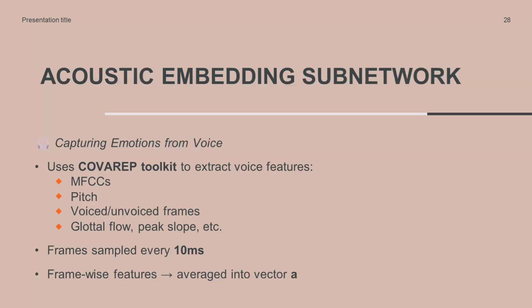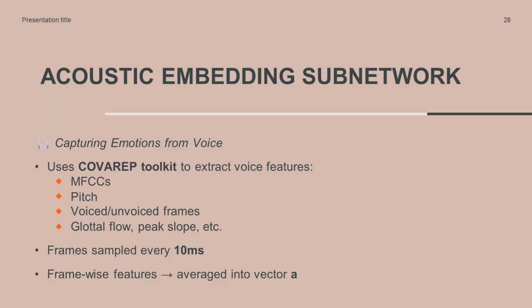This is the acoustic embedding subnetwork. It captures emotions from voice. To do this, we can use the COVAREP toolkit to extract voice features. First, it includes MFCCs, which capture the spectral properties of speech, indicating tone variation, voiced or unvoiced frames, and so on. And there are some advanced features as well, like glottal flow and pitch slope, which relate to vocal effort and stress.